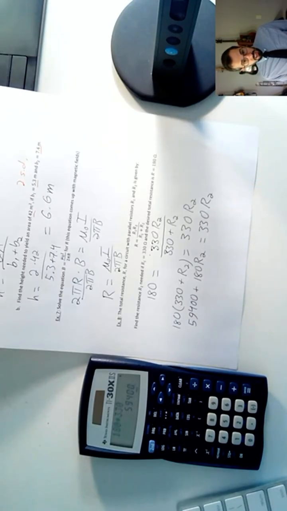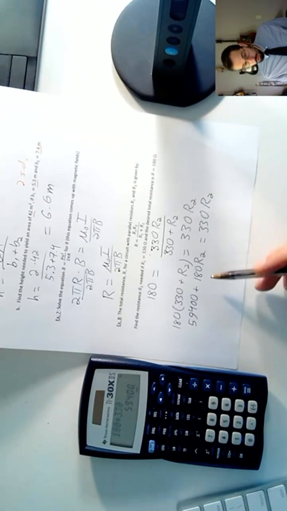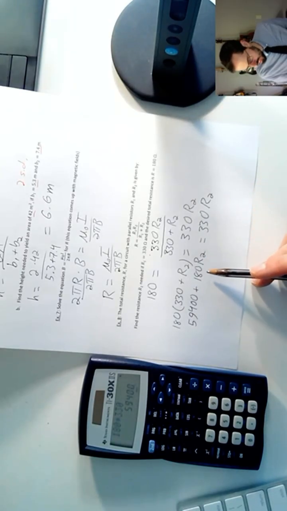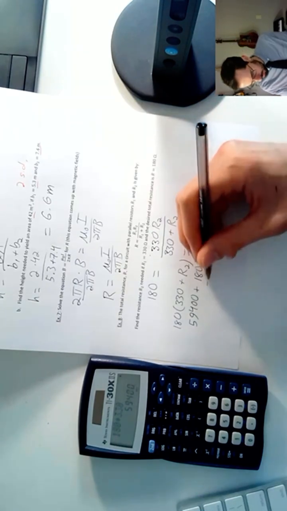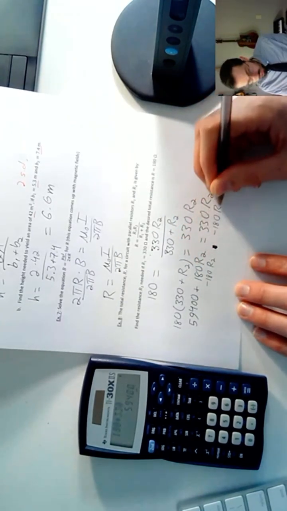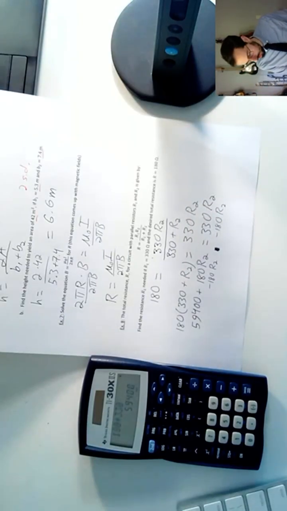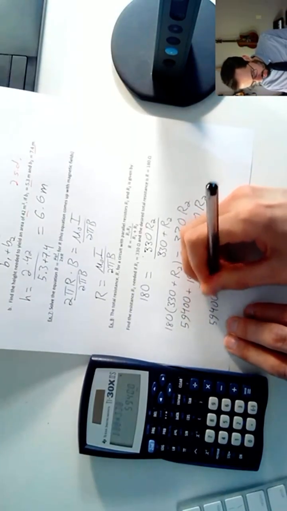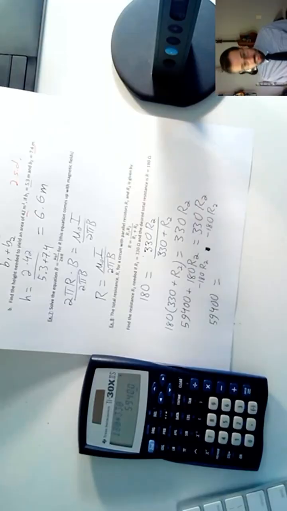Now we want to get the like terms on one side, so we want to subtract away some of the terms from either side. I think it makes more sense to subtract the 180 R2 from both sides, because then I'll just have a number on the left-hand side, and I'll just have some number of R2s on the right-hand side. Having subtracted that 180 R2, the only thing left on the left side of the equation is 59,400.